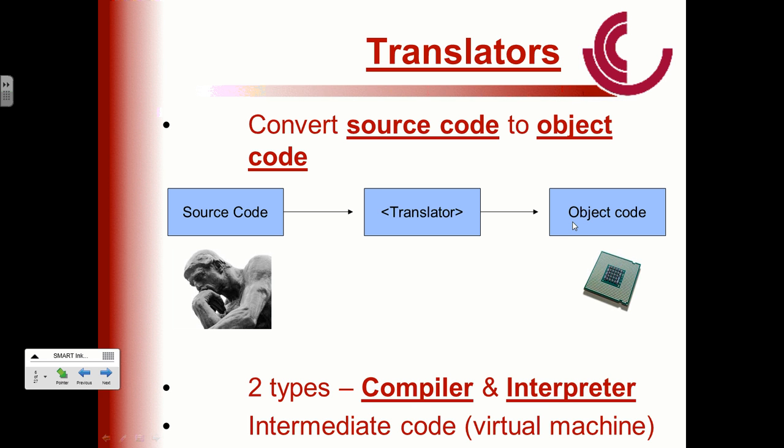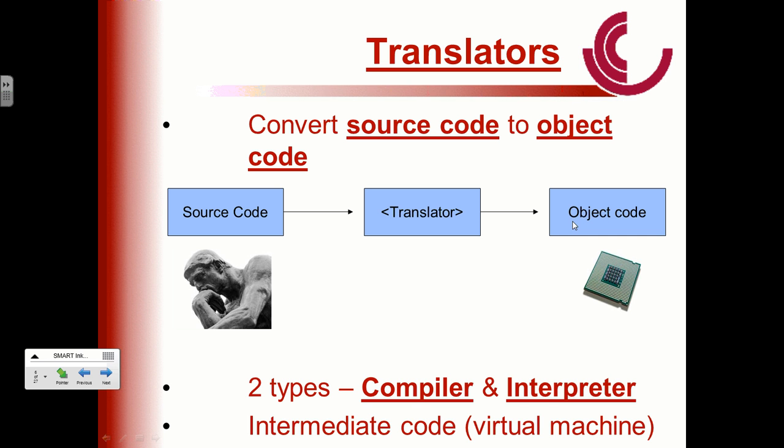Okay, so translators convert source code to object code. That's what they do. The source code is the human readable code, and the object code is the computer readable form of the code. This is very similar to what we've looked at already. You have code that humans can read. We used to call it assembly language, but assembly language is still pretty hard for humans to read. So generally, when we talk about higher level languages, we have source code, and that is much easier to digest.